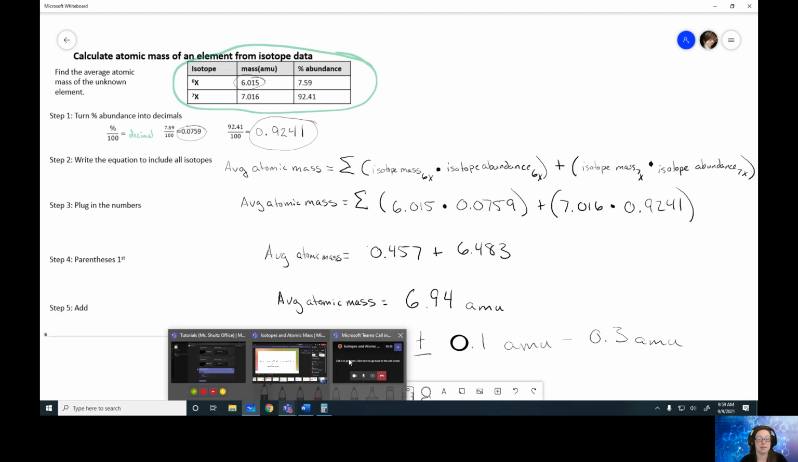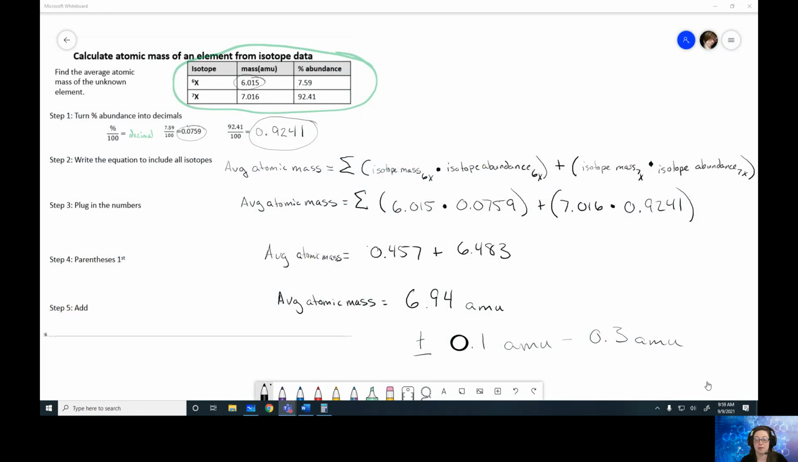All right. I'm going to stop sharing there. And that's it for calculating atomic mass. It's actually a pretty simple process. It just looks scary because there's a new math symbol involved. If you have any questions, please feel free to come and ask, and I can help you work through the worksheet with this.